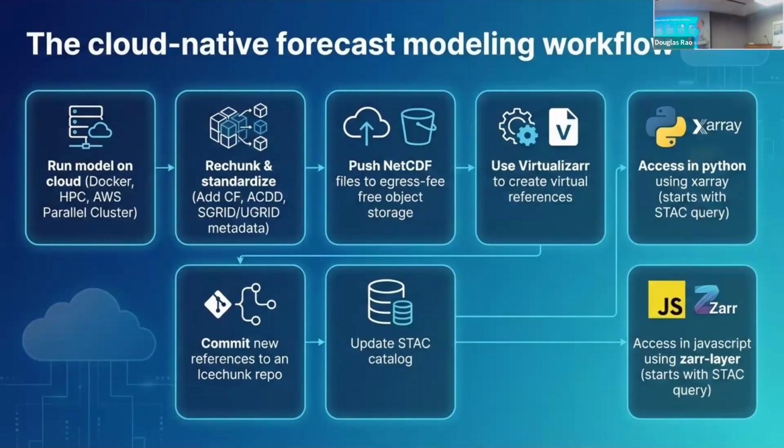We use VirtualiZarr to create the references, store the data in an Icechunk repo, and commit the new references. So we have the same Icechunk repo and we just commit the latest forecast file, and then we update the STAC. Then our downstream apps, whether Python or JavaScript, access the STAC catalog to find the resource that we're going to open up and start working with.